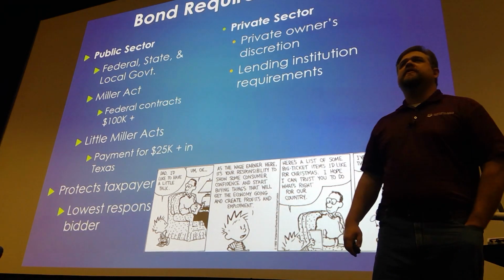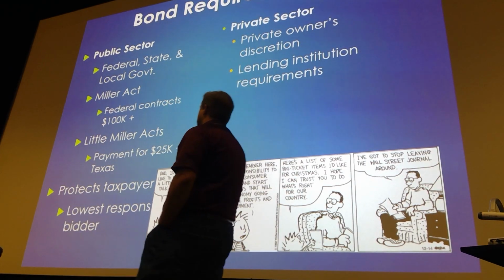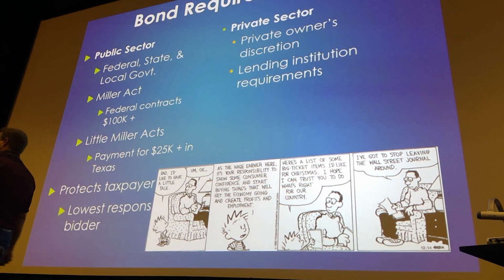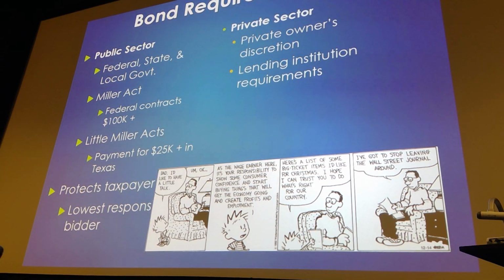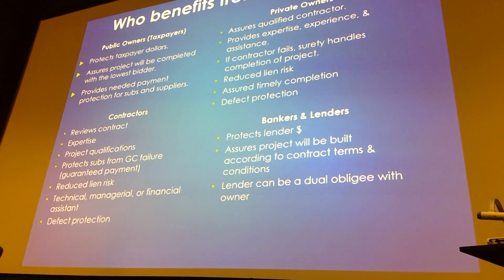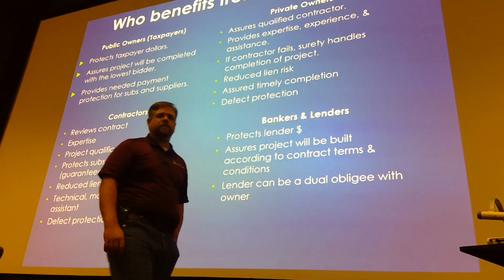Bond requirements, you don't need to know the name of the Miller Act, little Miller Act, or these numbers here. Just know that public owners are more likely to require a bond than a private owner. Look through who and how do we benefit from bonds. Be familiar with some of the reasons why you might or might not bond.